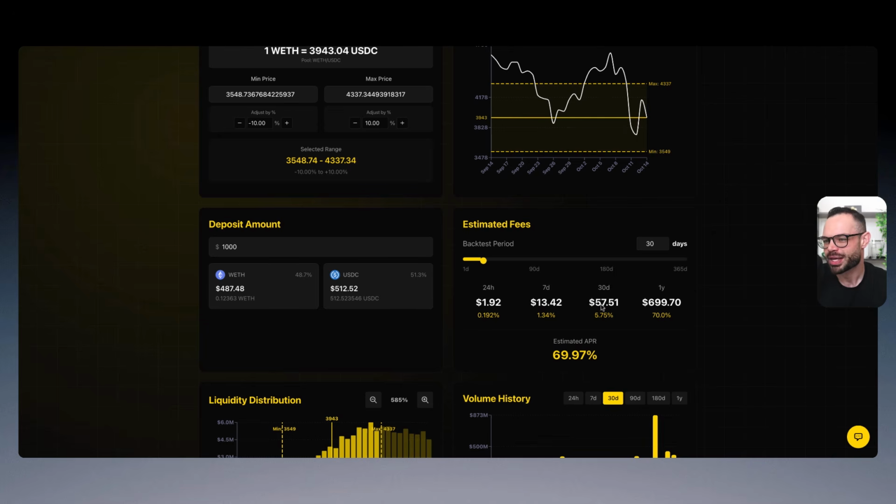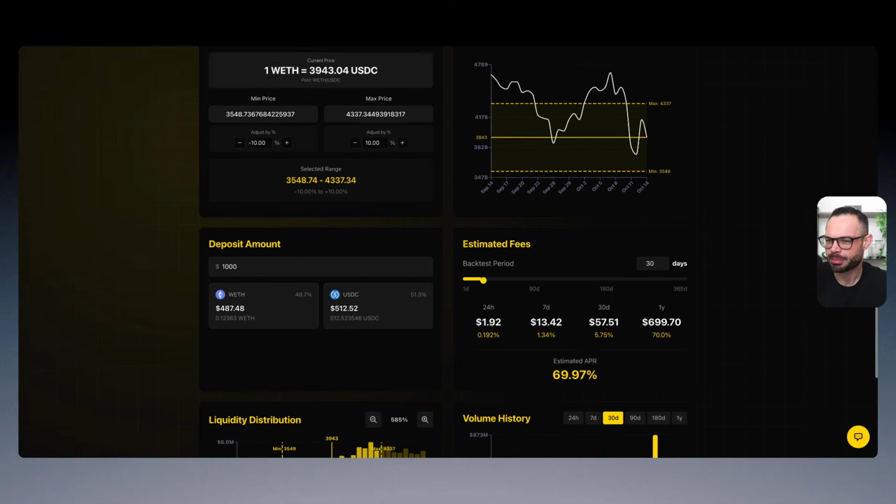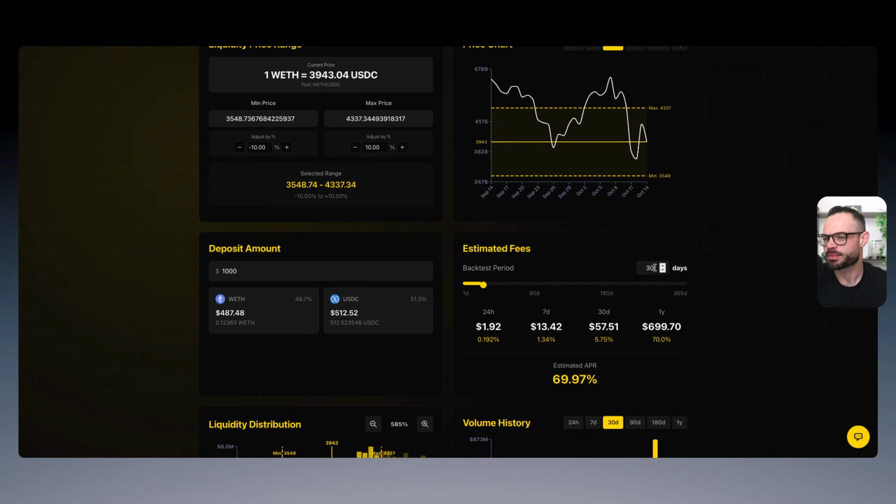Okay. That equates to about 5.75% over the period of a month and about 1.34% per week, or just under 0.2% every 24 hours. So that's a pretty good yield for an Ethereum trading pair. But again, we know that we've seen some volatility in recent days prior to me making this video.